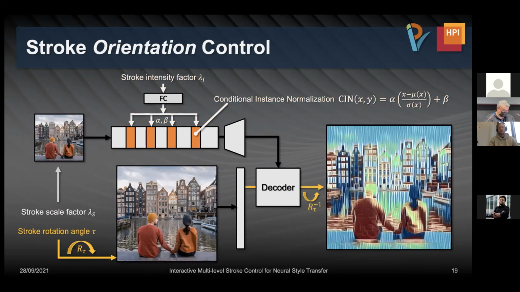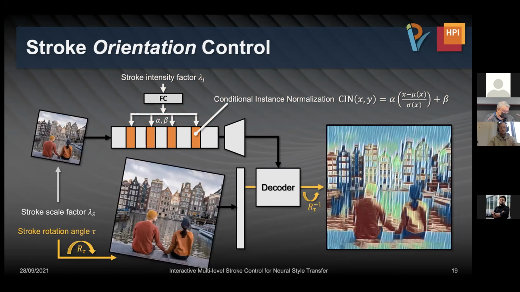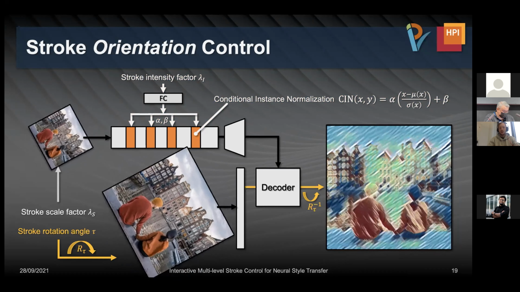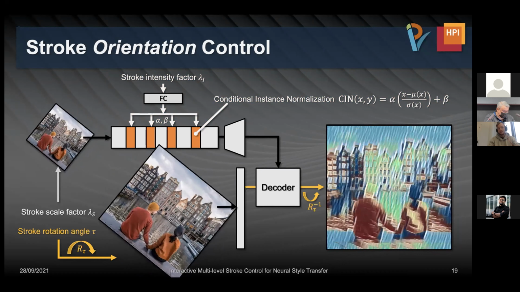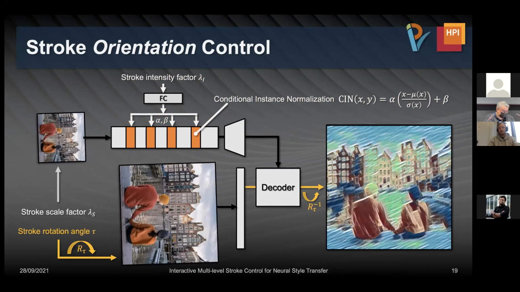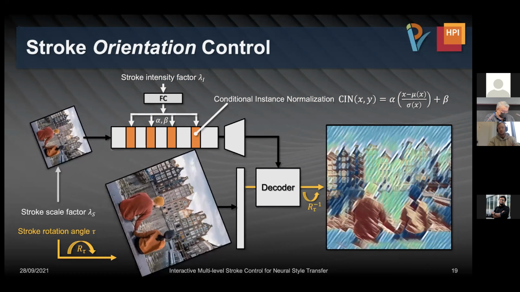The third mode of control is stroke orientation control. Here we once again make use of a fundamental property of neural networks, which is that they are not rotation invariant. So given a rotated image, a network will produce different activations than an unrotated image. We thus rotate the input image and forward it through the network and then rotate it back by the same angle. This, in effect, produces a stroke orientation in the output, which can be oriented by the chosen input angle.